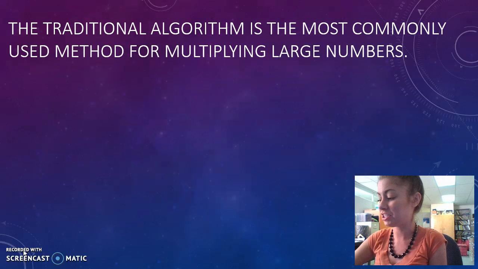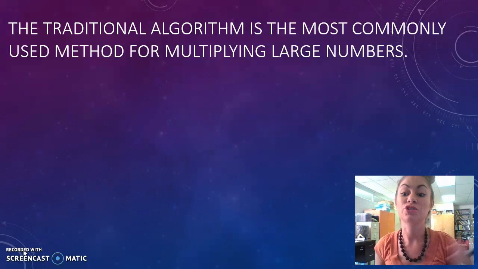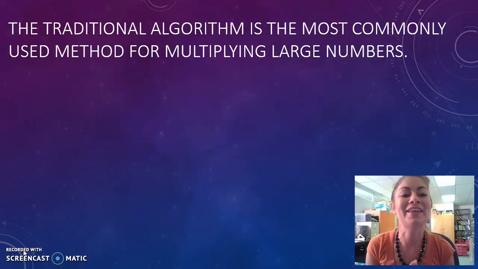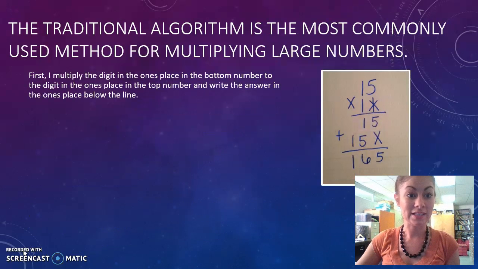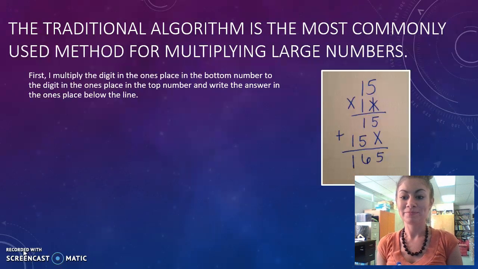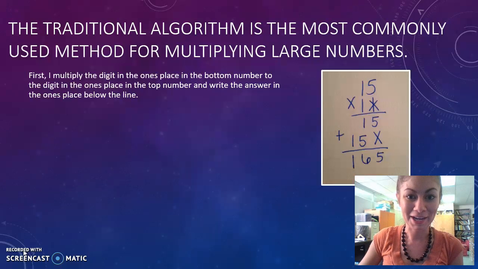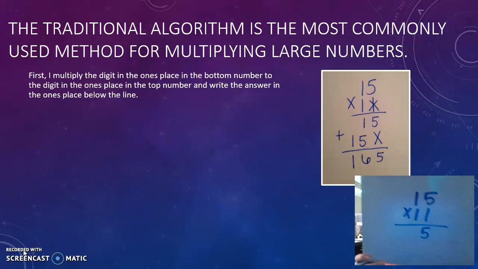So that's one strategy. The most common strategy is going to be the traditional algorithm. The traditional algorithm is the standard method for multiplying large numbers. You'll write 15 times 11 vertically, and then you're going to start by multiplying your ones digit on the bottom by your ones digit on the top. So 1 times 5 is 5. You'll write the answer directly below the ones digit in the answer space at the bottom.